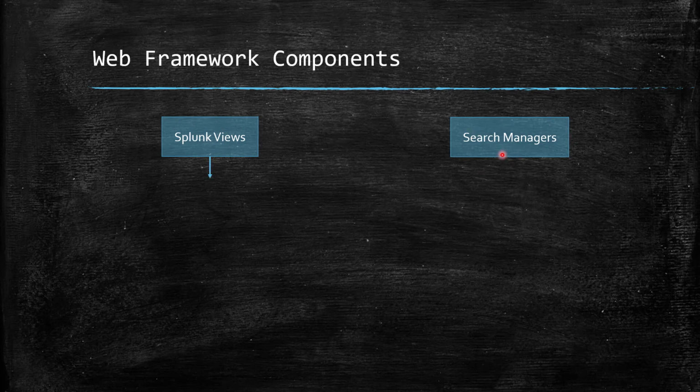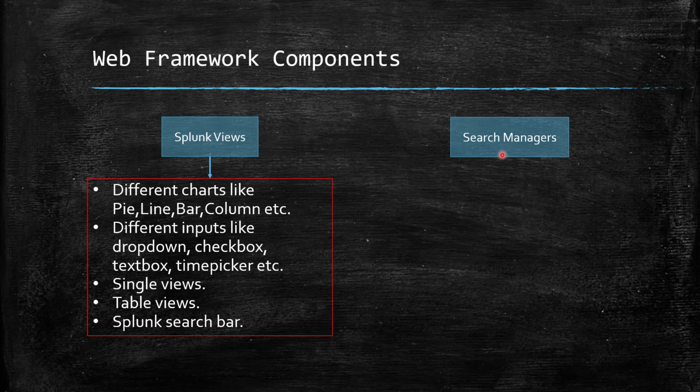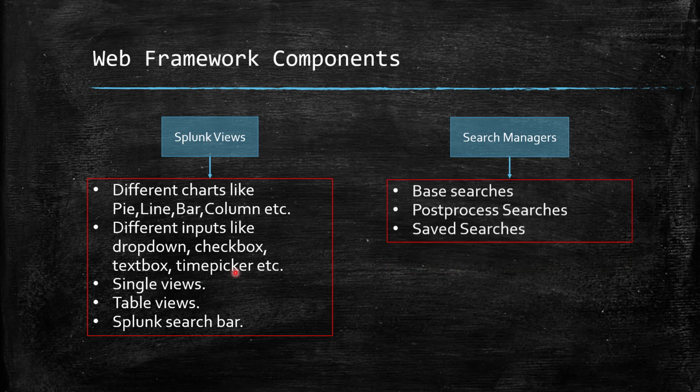Under Splunk view, you can have different kinds of charts, different inputs like dropdown, checkbox, text box, single views, table views, whatever views are available, even the Splunk search bar. There are libraries available to create all this fully from JavaScript as well. We will see one by one how to do that. And using the search manager JavaScript libraries, you can create base searches, post-process searches, and even refer to saved searches in your dashboard as well.